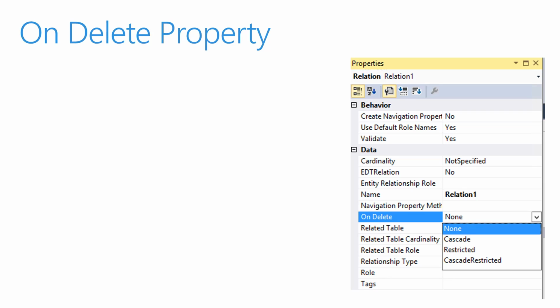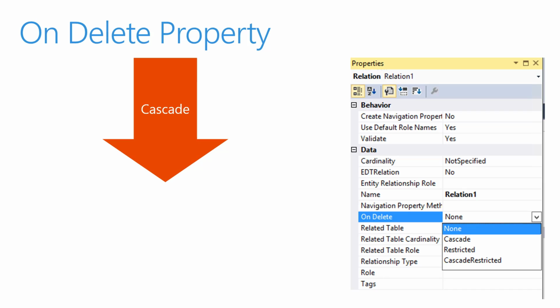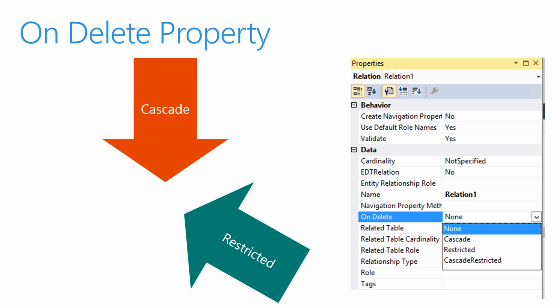First is none, where the row in the parent table is deleted, and nothing occurs to the child table that relates to this table. We also have cascade, which is when the row in the parent table is deleted and all relating data in the child table will also be deleted. If you set this to restricted, the row in the parent table is only deleted if there is nothing that relates to it in the child table.